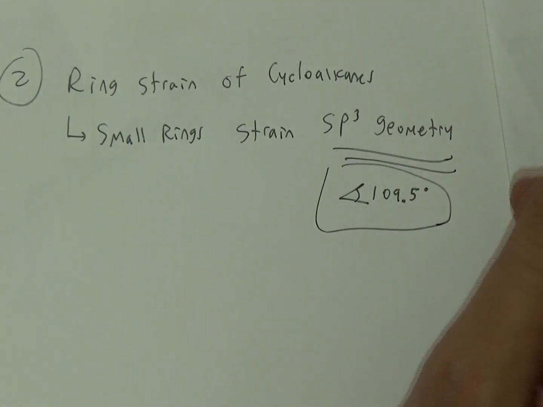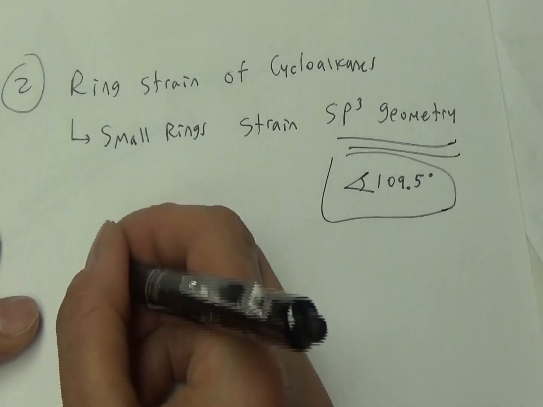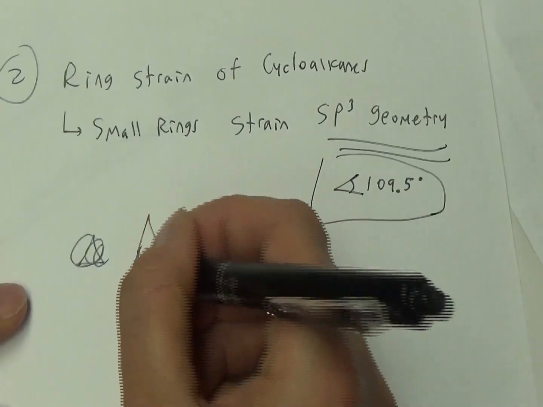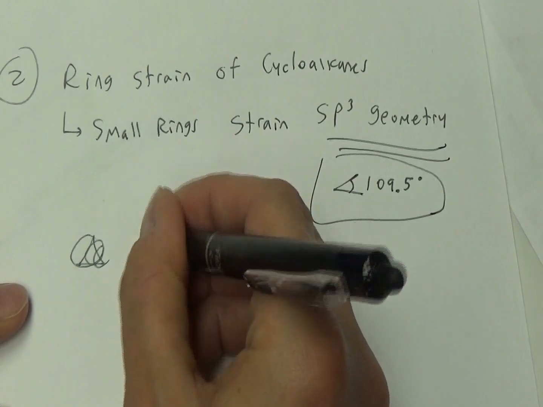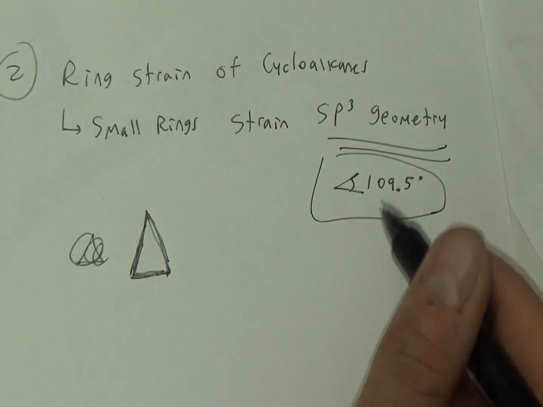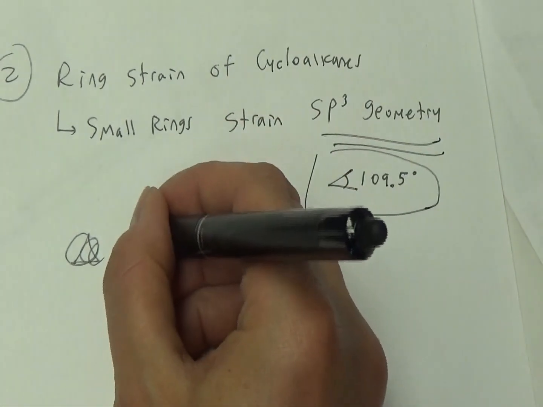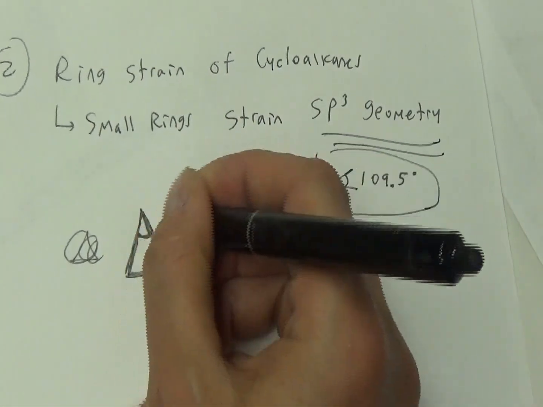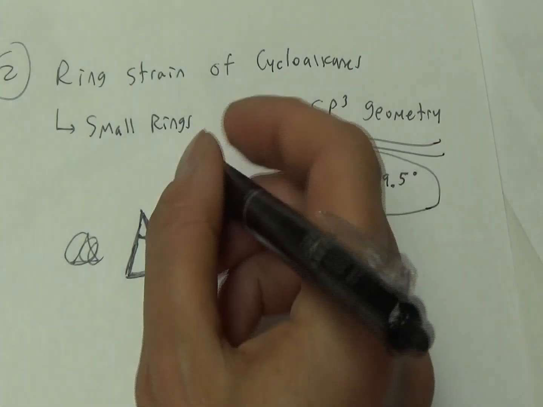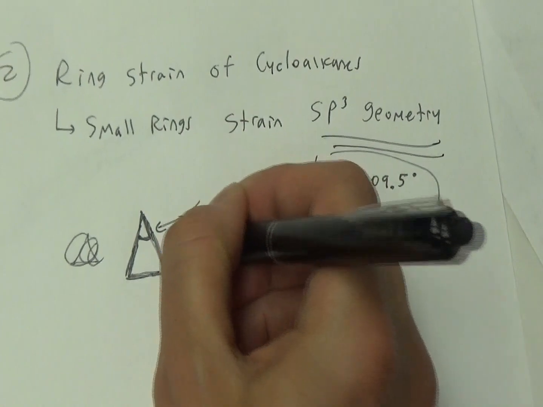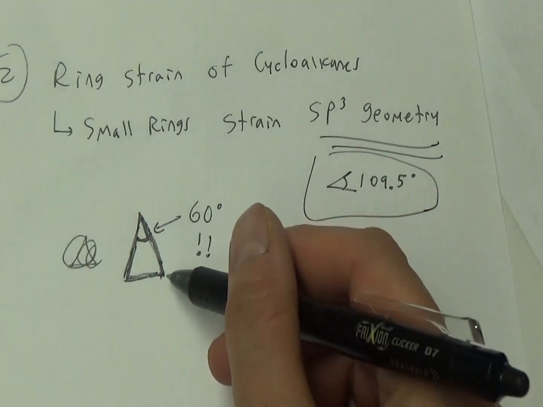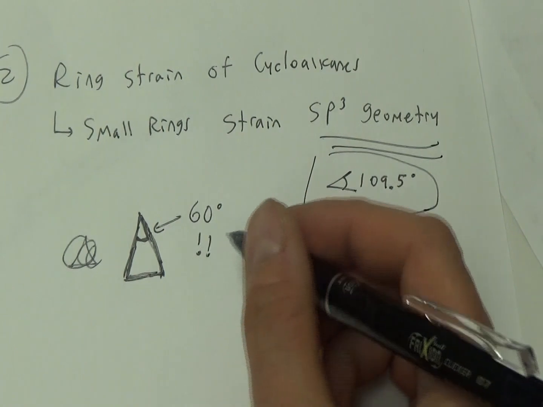So if you think about it, let's draw it bigger. Cyclopropane, for example. Do you think it can achieve 109.5 degrees? If you look at the angle, superficially, that does not look like 109.5 degrees. It looks more like 60. Do you think that's happy, that we're bending the molecule? This is definitely not very happy.